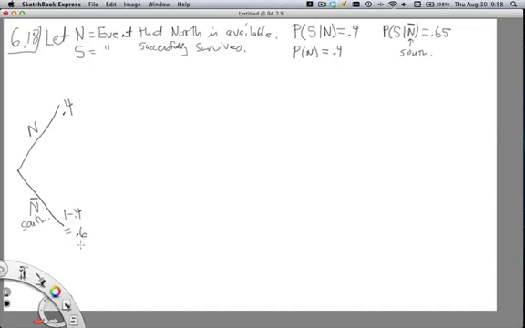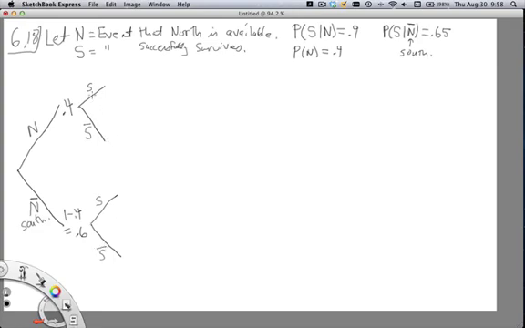So far so good. Now the next thing we're going to do is continue to partition the sample space. And here's what we're going to do. This is success or survive. This is where it doesn't survive. This is where it survives. This is where it doesn't survive.